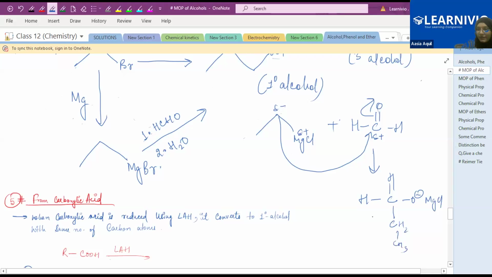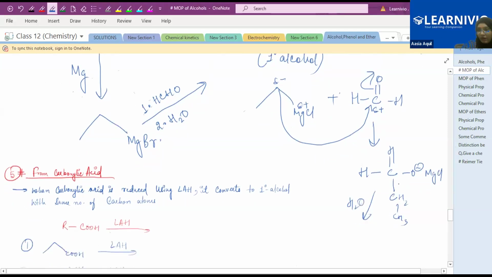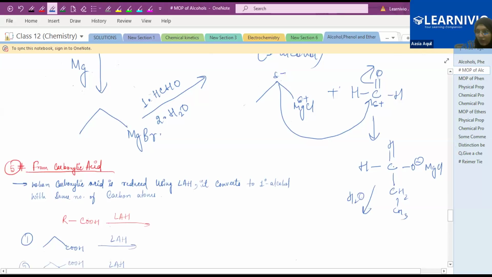So further hydration, H plus will get attached to oxygen, which will give you CH3, CH2, and CH2 and OH. What is this? This is a propanol. Okay, you just got the propanol. That is the question. You have to convert the ethyl bromide to a propanol. So no need to write the byproduct over here, MgOH. We should just write this product.